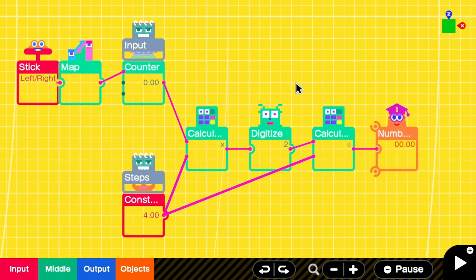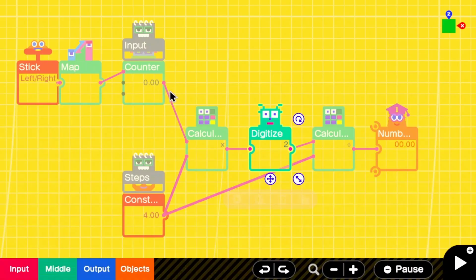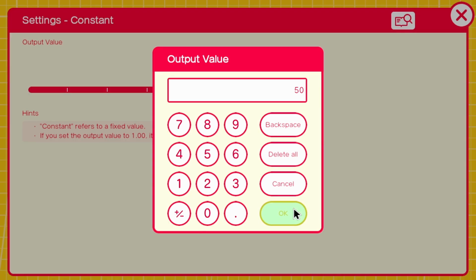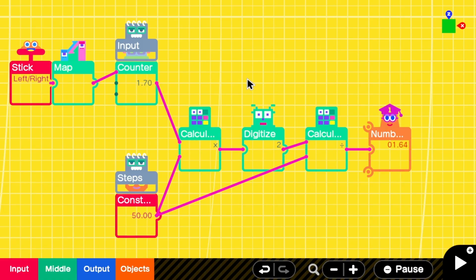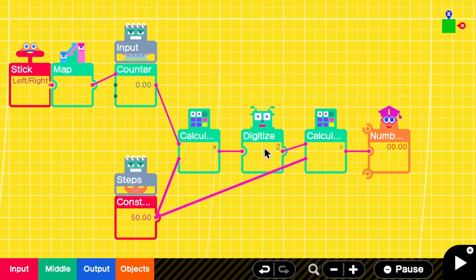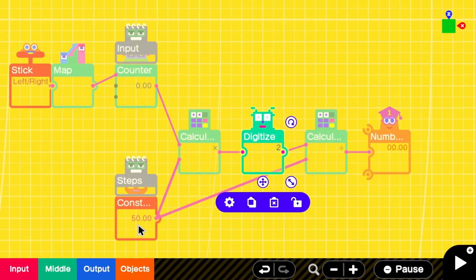So the cool thing that we can now do with this setup that we can't do with normal digitize nodes is that we can change the steps to whatever number that we want. We're no longer restricted to these sets of stages. So for example, if I wanted to have 50 steps, now we can do that with this setup. Now you can see the value here rounds to the nearest 0.02, which isn't possible with the normal digitize, since the maximum that we can do here is 50 stages, or in other words, 49 steps. With this, we can do any value that we want.